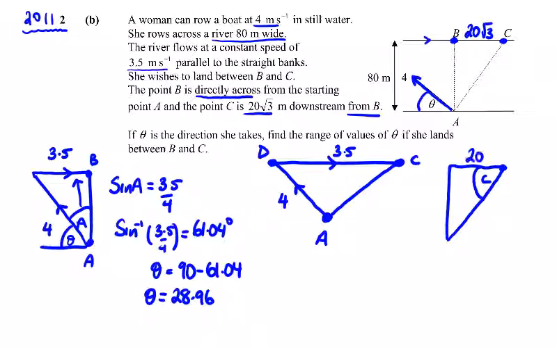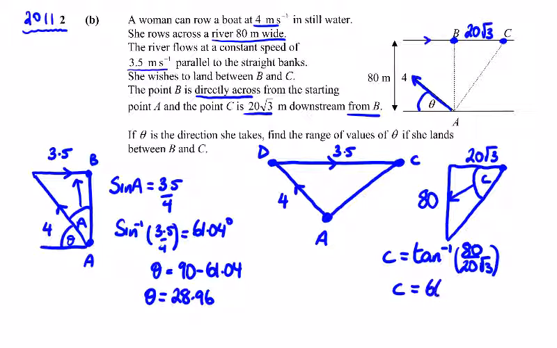So we have 20√3, and we have the width of the river, so we're using the distance this time to help us. We were using the velocity in the first part. So we have opposite and adjacent, so we're going to say the inverse tan of opposite over adjacent, 80 over 20√3 will give us C. So C is equal to 66.59 degrees. So we can put that in here, 66.59.